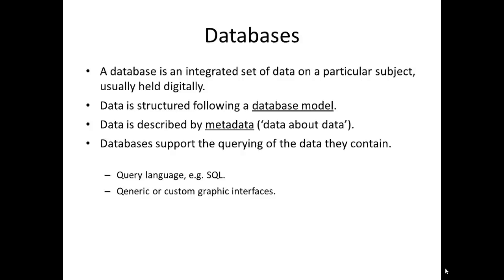Data in a database is structured, organised, arranged, following some kind of database model. And that's what we're going to meet in a minute, the different database models. Data within a database, we often describe, or we should describe, with what we call metadata, which is data about the data that we've got. And we've got a whole lecture and half a lecture on metadata in due course.